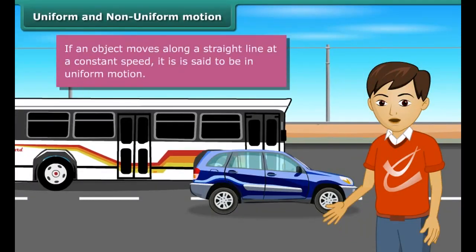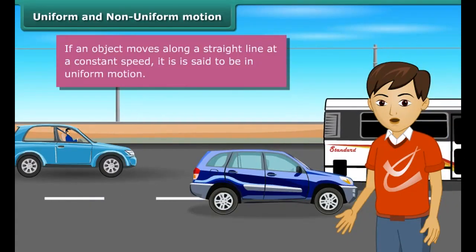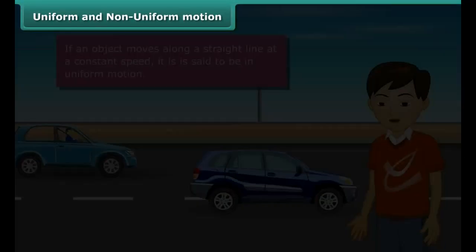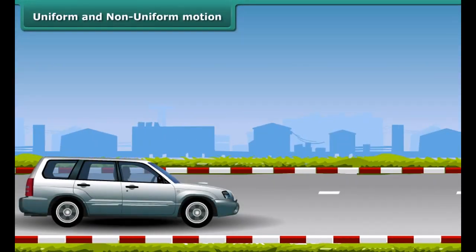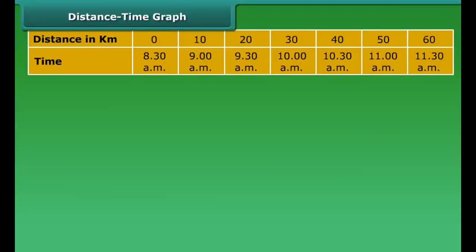If an object moves along a straight line at a constant speed, then it is said to be in uniform motion. A car, for example, may maintain the same speed when it covers a short distance. Motion of objects can be presented in pictorial form with the help of distance-time graph.